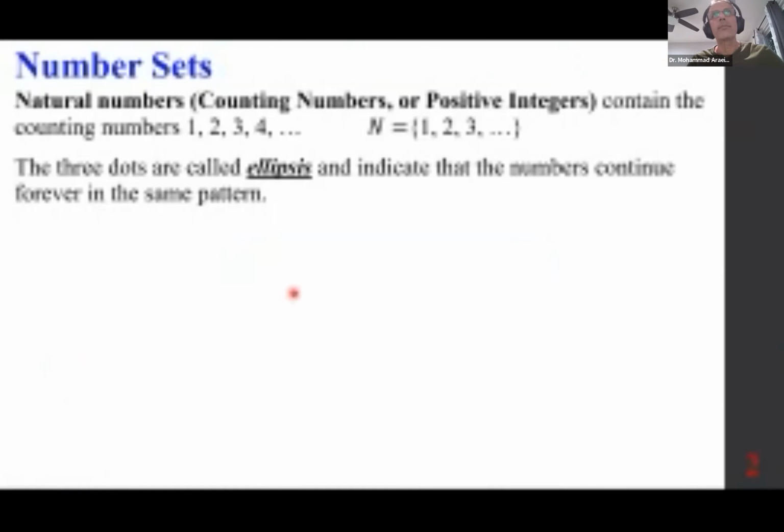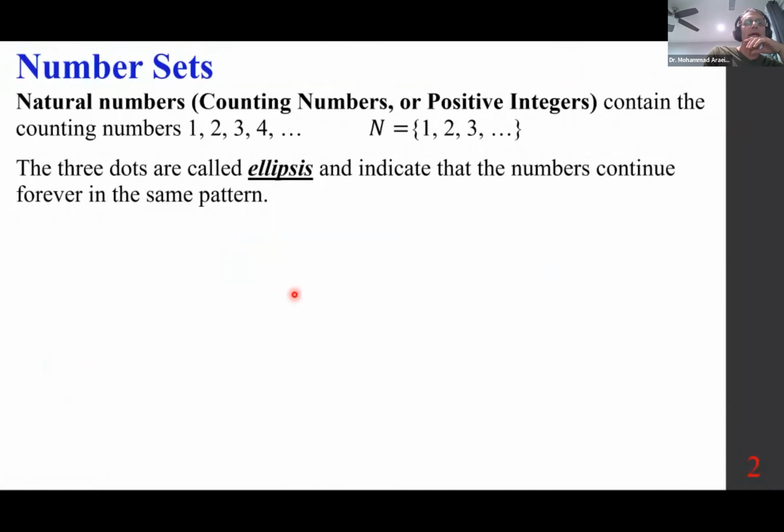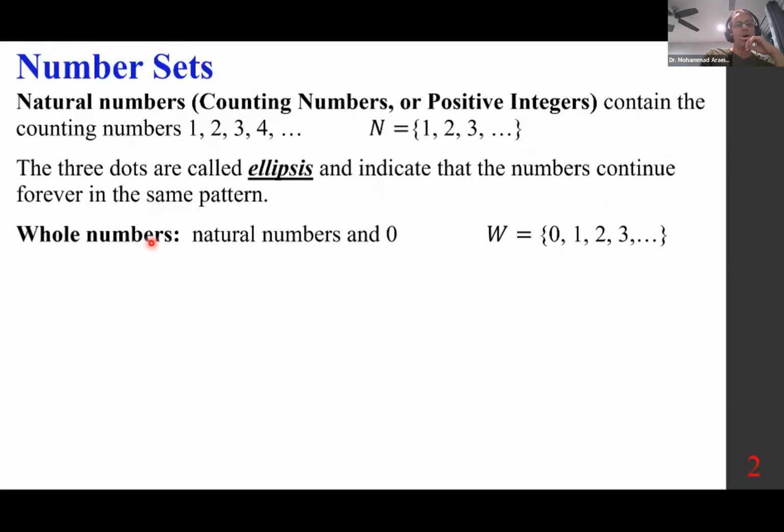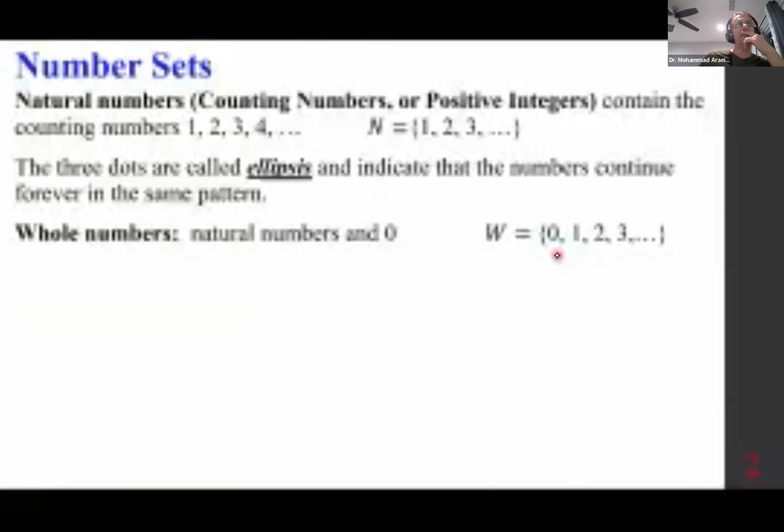Natural numbers. I'm just refreshing your memory about natural numbers, also called counting numbers or positive integers: 1, 2, 3, 4, all the way to infinity. That's one set of numbers. Of course, the dots mean it continues indefinitely. Whole numbers, the same thing. We also have 0 there. Natural numbers and 0.